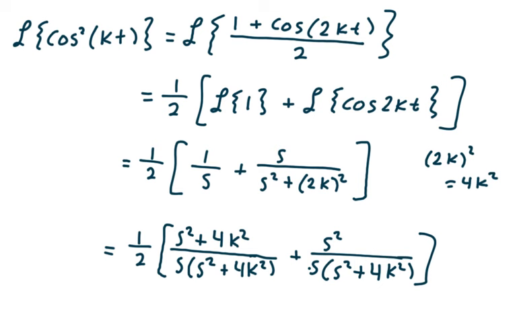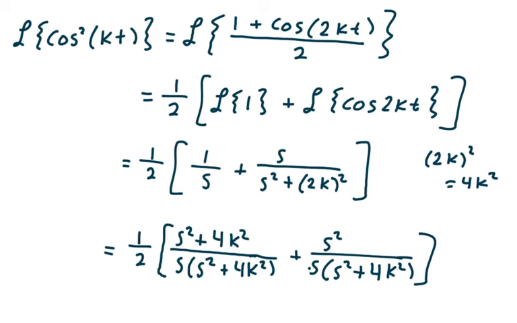So this is 1/2 the quantity, 1 over s plus s over s squared plus 4k squared. And then we get 1/2 the quantity of s squared plus 4k squared divided by s times s squared plus 4k squared, plus s squared over s times s squared plus 4k squared.